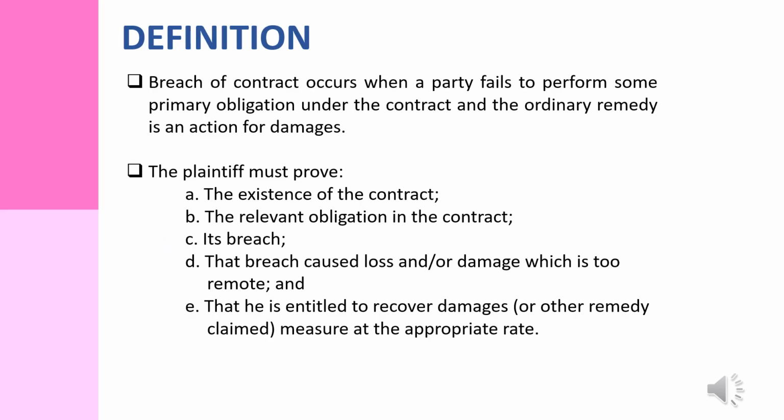Breach of contract occurs when a party fails to perform some primary obligation under the contract and the ordinary remedy is an action for damages. The plaintiff must prove the existence of the contract, the relevant obligation in the contract, its breach, that breach caused loss and or damage which is not too remote, and that he is entitled to recover damages measured at the appropriate rate.